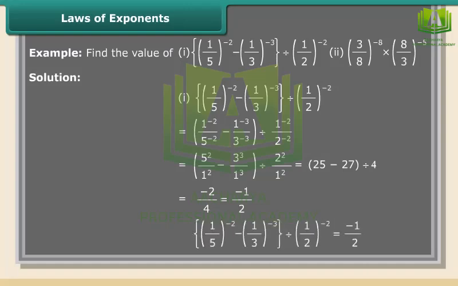So (1/5^(-2) - 1/3^(-3)) divided by 1/2^(-2) is equal to -1/2.